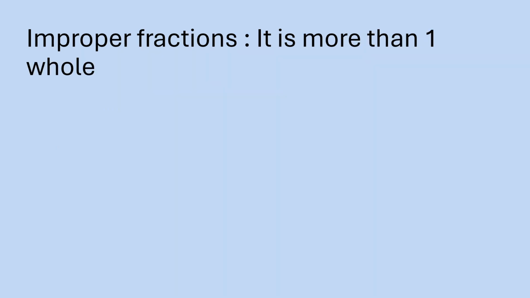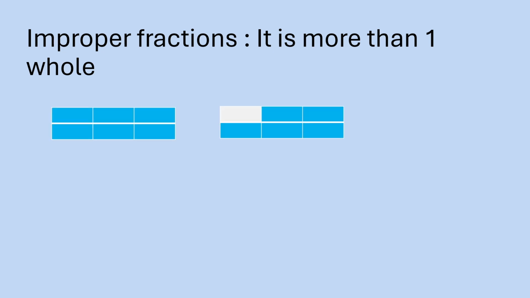Second is improper fractions. It is more than one whole. Example: there are two rectangles. One rectangle is divided into 6 parts. All 6 parts are colored. The second rectangle is divided into 6 parts. 5 parts are colored. So there are a total of 12 parts, and 11 parts are colored. One full rectangle has 6 parts.